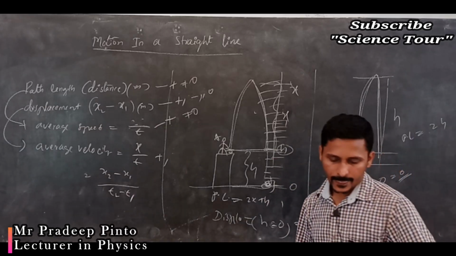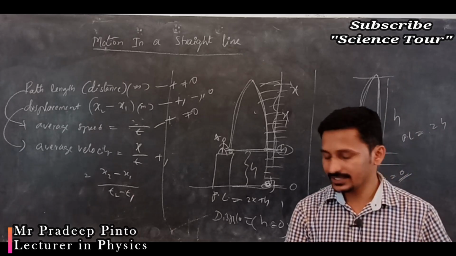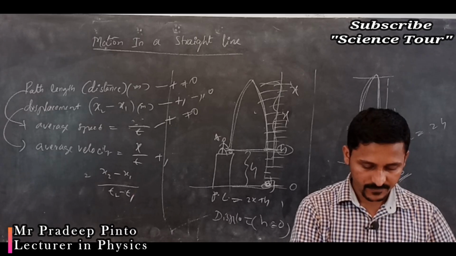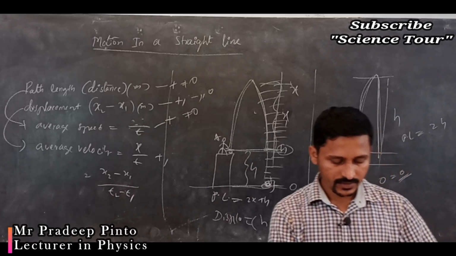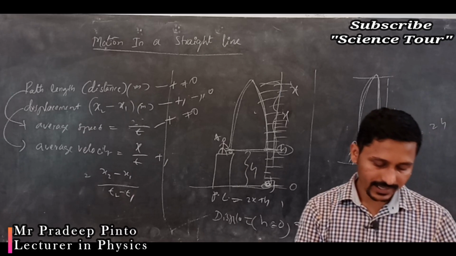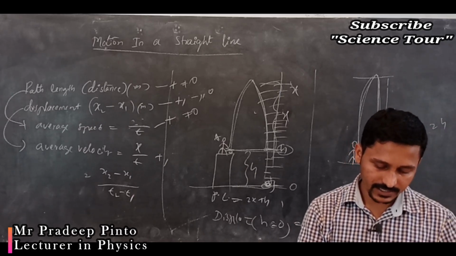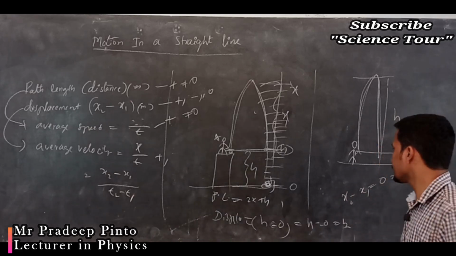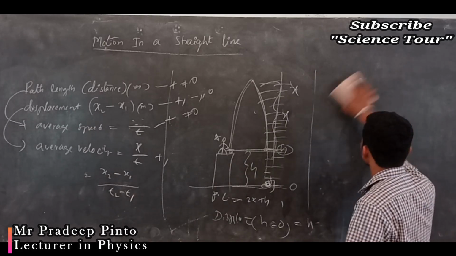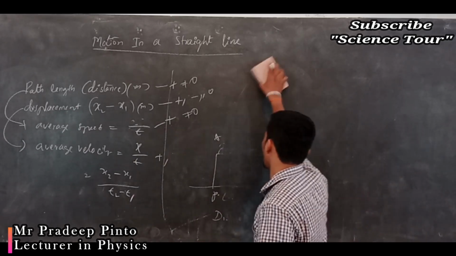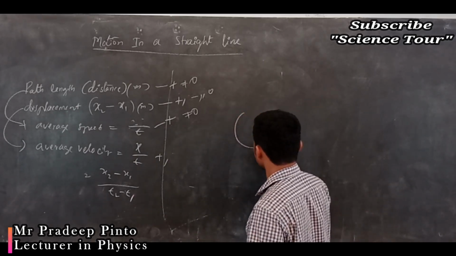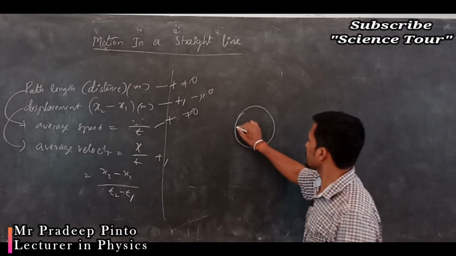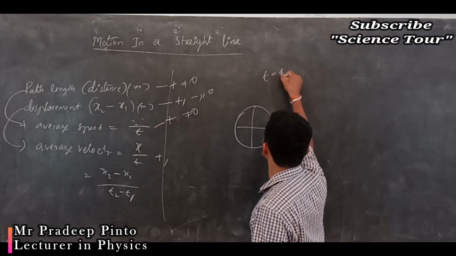So like that they will ask the questions. Not only are these simple, but there are other things too. One more question I will tell you. An athlete completes one round of a circular track of radius r in 40 seconds. The athlete completes one circle in 40 seconds.